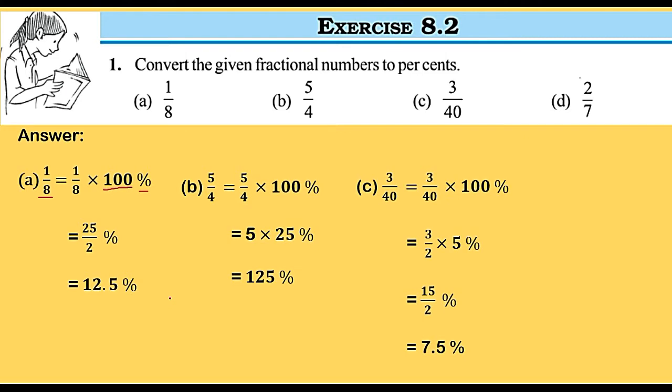Fourth part of question 1, 2 upon 7. So 2 upon 7 multiply by 100. We don't have any common factor in the numerator and denominator. So just multiply 2 multiply 100 is 200 upon 7%. It is improper, so I convert it to a mixed fraction and we get 28 4 upon 7%.